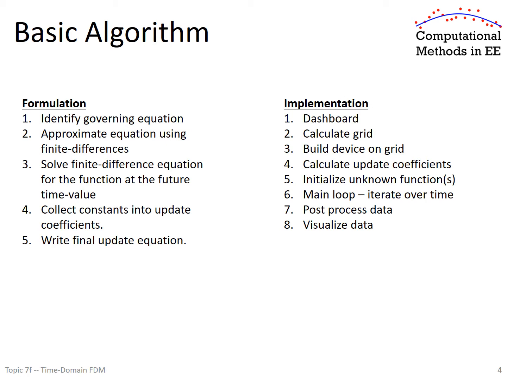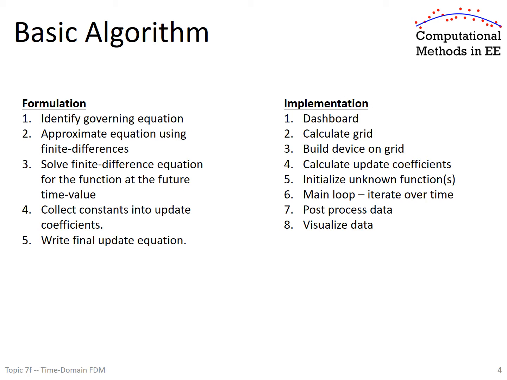The algorithm follows similarly to what we're used to. There's a dashboard where we have all the hard-coded numbers but no work. We'll calculate our grid. We'll build the device on the grid. At that point, we have the equations for the update coefficients. We have all the information we need. We will calculate the update coefficients. And every point on the grid has its own set of update coefficients. The unknown functions will initialize to their starting values. Usually this is just all 0, but could be different. When we talk about thermal analysis, maybe you set the temperature across some object to some starting configuration.